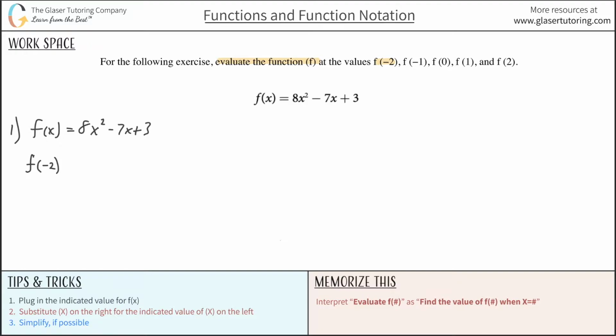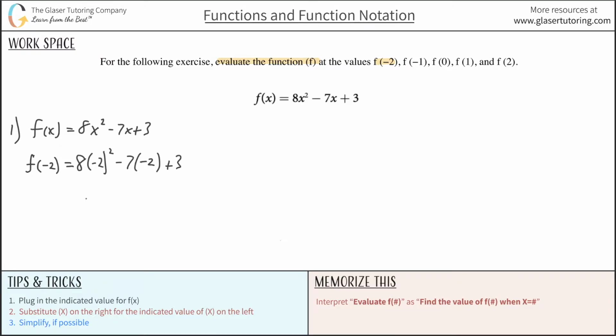Now, if I do that on the left-hand side, guess what I have to do on the right-hand side? I have to do the same thing. Everywhere I see an x, I'm going to plug in a -2. Careful with your parentheses here. Whenever you're plugging in any value for x or any variable, always put the value in parentheses. It'll reduce your likelihood of error.